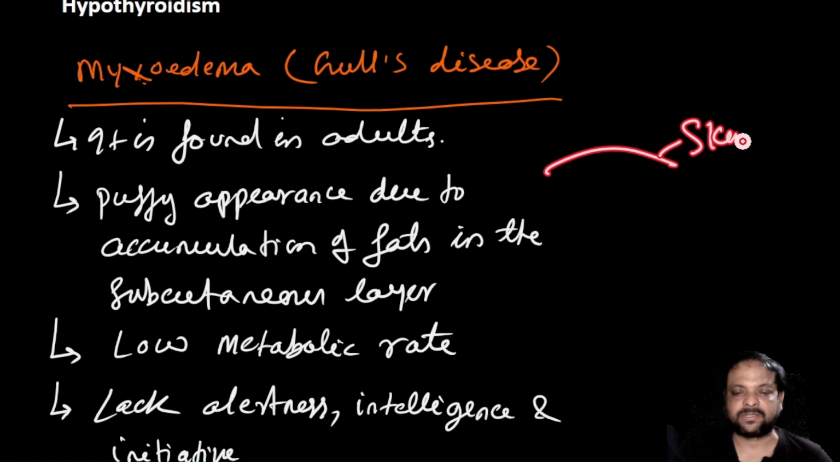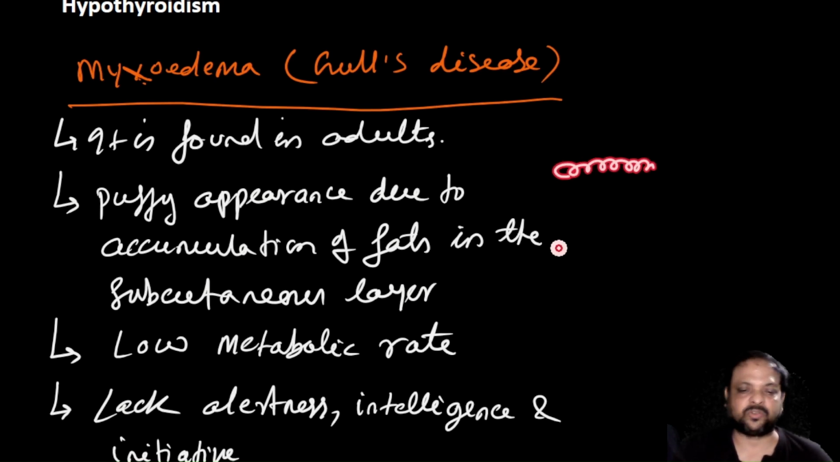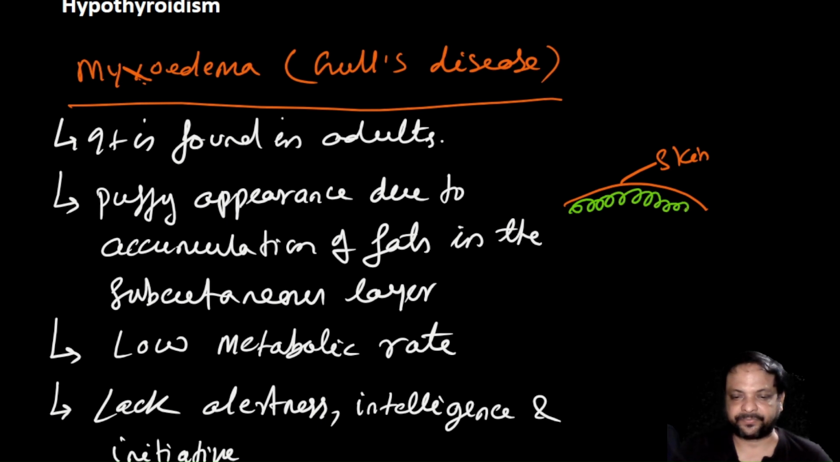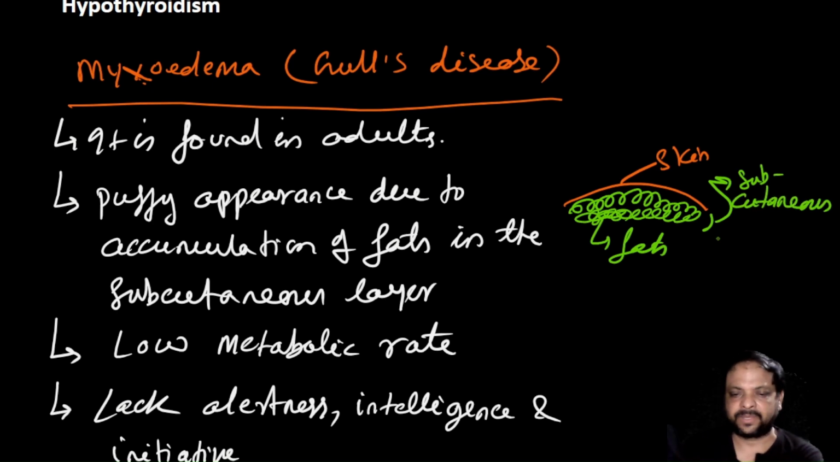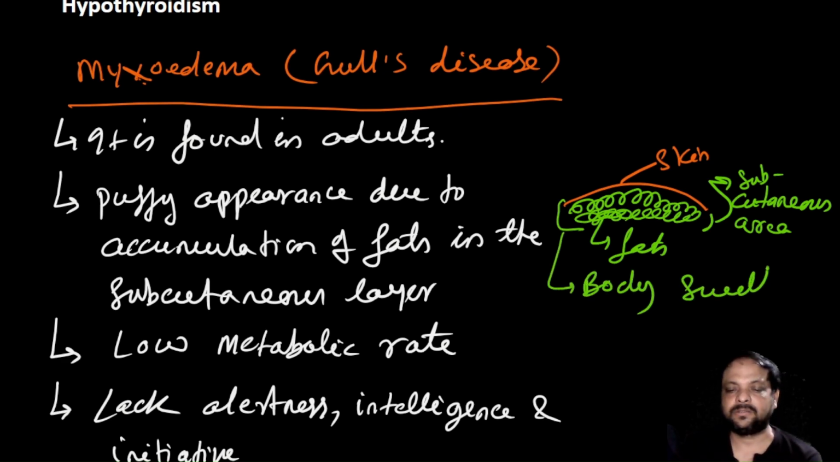Suppose this is the skin. Below the skin, we find fats are deposited. Suppose this is the skin and the subcutaneous area. So below the skin, there are heavy deposits of fats. When the fats are deposited, the body swells. So these are the fat deposits, and this particular area is called the subcutaneous area. When the fat deposit takes place in the subcutaneous area, the body swells.